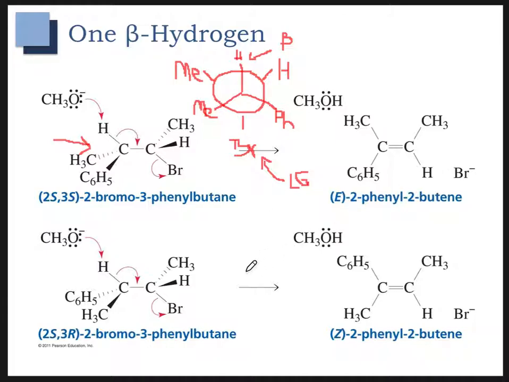Let's look at this bottom one. In the bottom one, the Newman projection is the same, except we switch the orientation of the benzene ring and the methyl group. So let's do that really quickly and see what that looks like. On the front carbon, the methyl group and the benzene ring have exchanged places. Everything in the back carbon is the same.